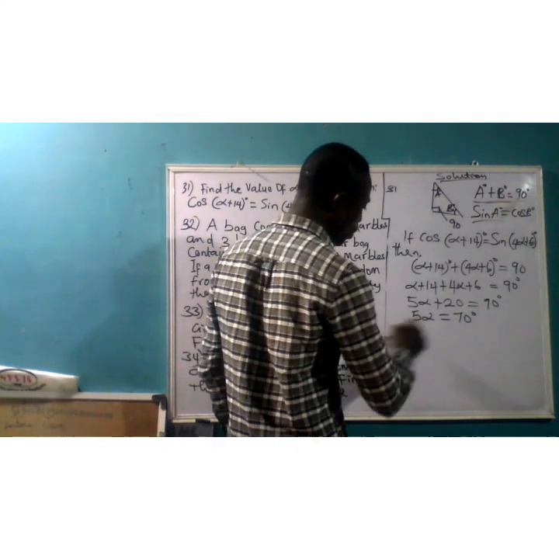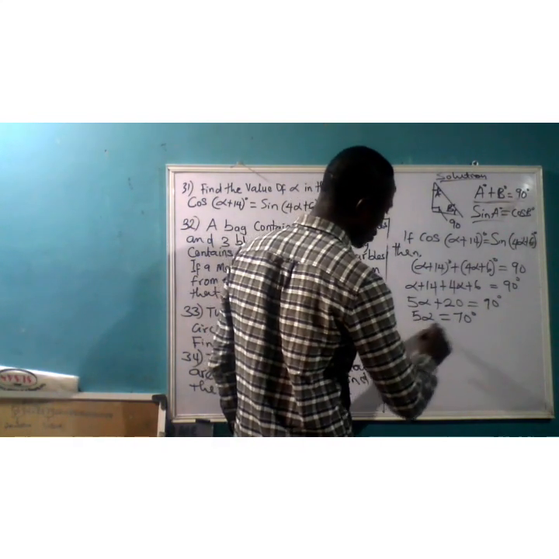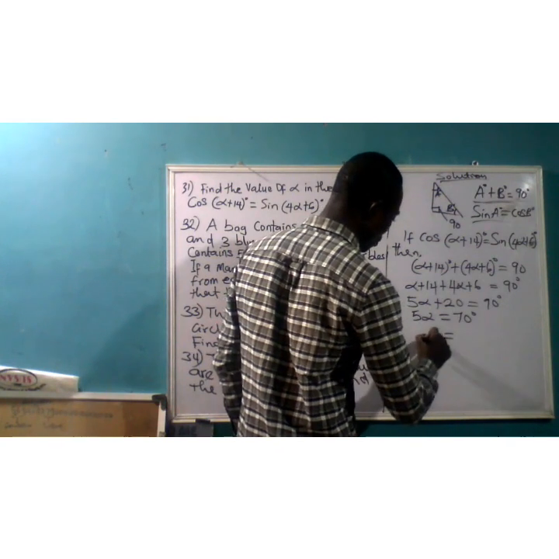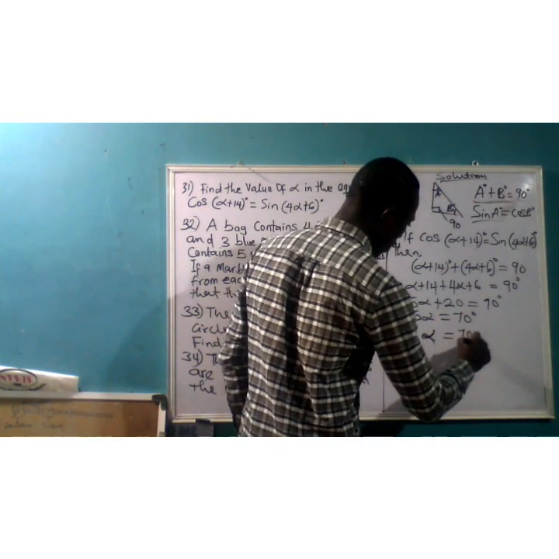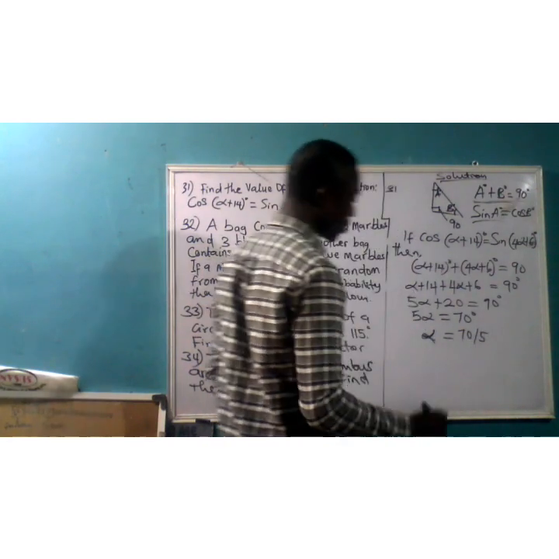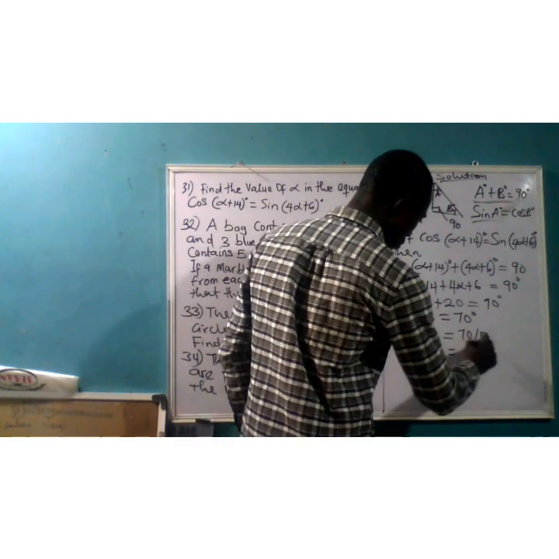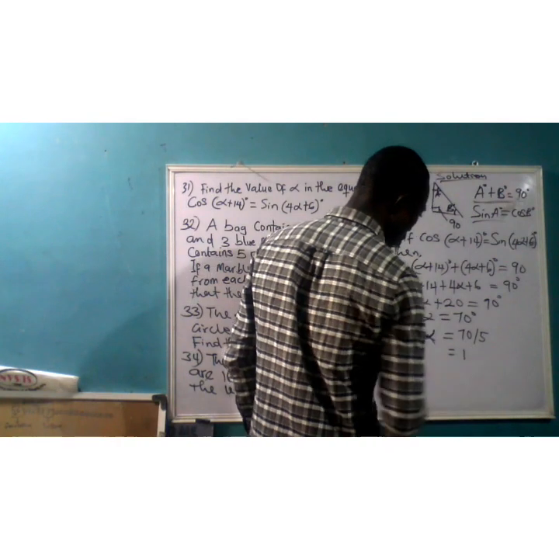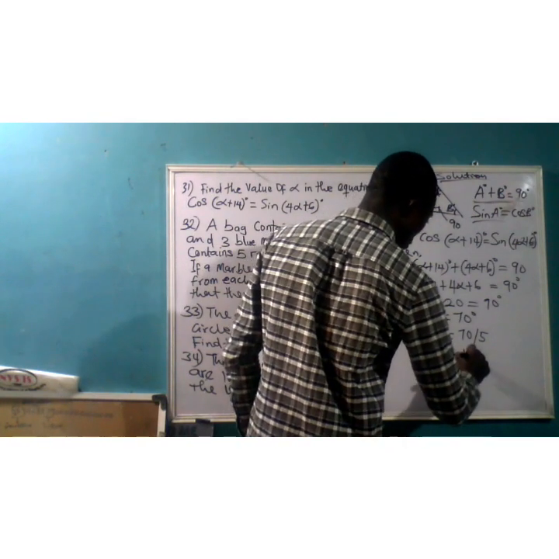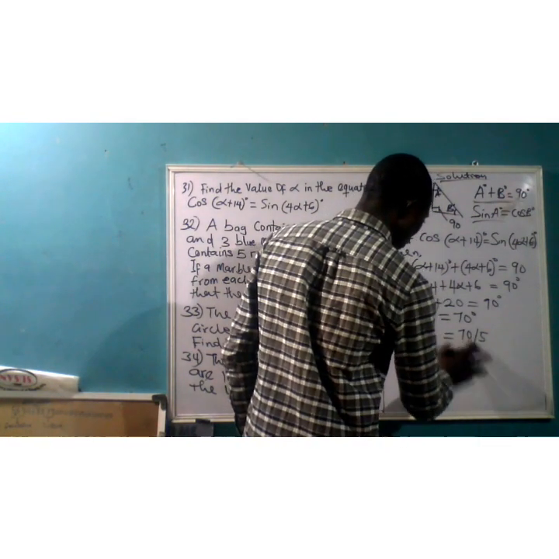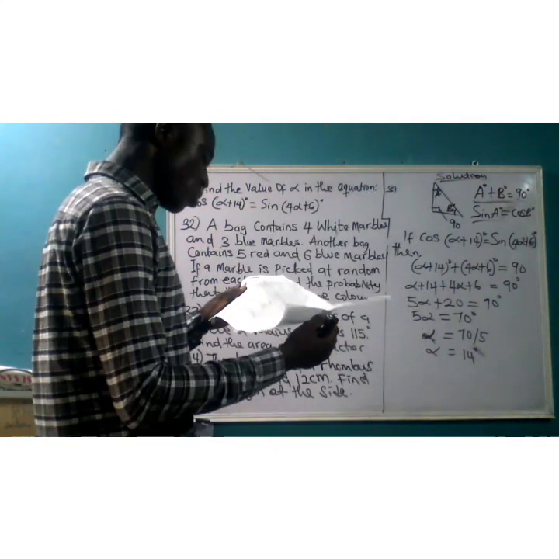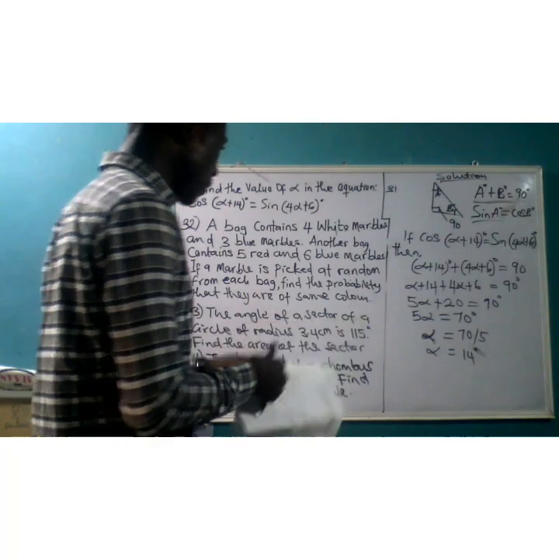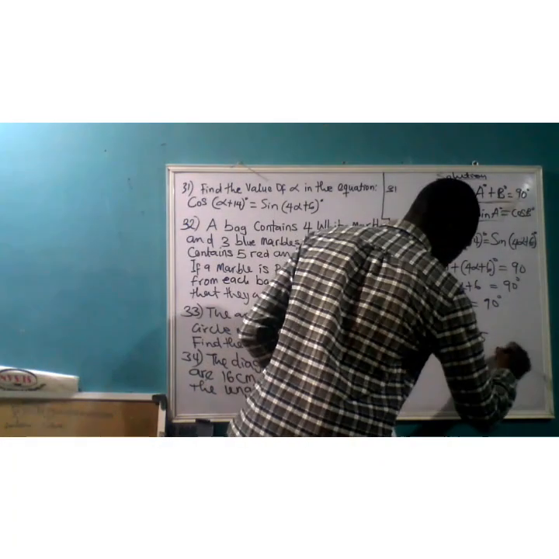And here what you do is to divide both sides by 5 so that you have your alpha equal to 70 divided by 5. And this is equal to 5 in 7, that's 1. Remember 2, 5 in 20, that is 4. Therefore, alpha is equal to 14 degrees. The correct option is option A.